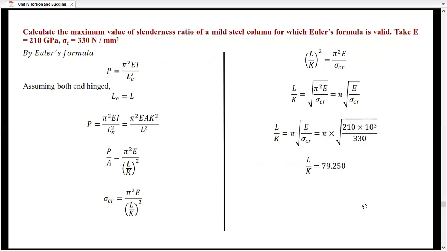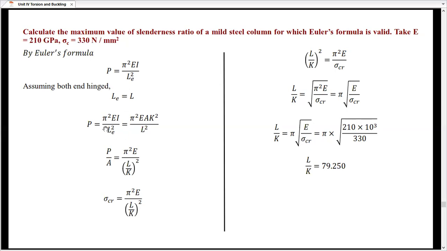Now, second problem. Suppose you want to calculate the slenderness ratio. The statement is: calculate the maximum value of slenderness ratio of a mild steel column for which the Euler formula is valid. Take elasticity 210 gigapascal and the crippling stress is given as 330 Newton per mm square. Now, as we discussed in the earlier session, we have Euler's equation pi square EI upon LE square. By assuming both ends are hinged, we can write LE equal to L.